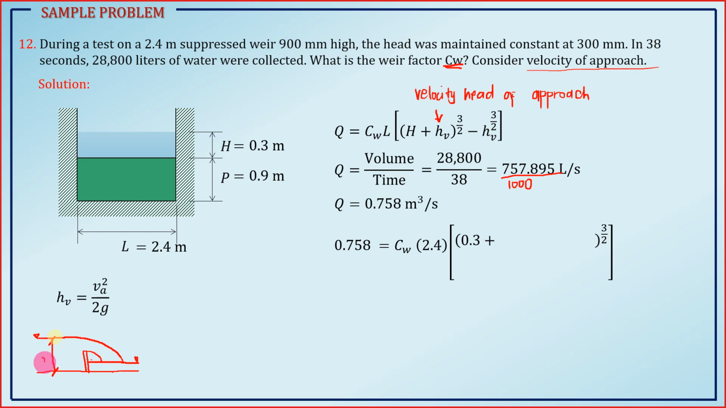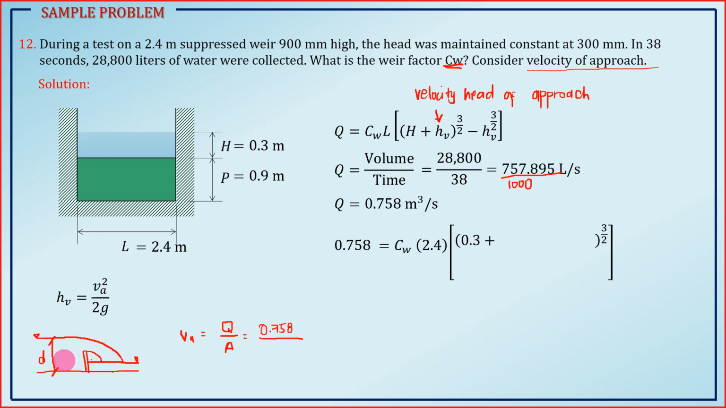We have D. For us to get the velocity of approach, we will just use Q over area, where there is no weir yet. So that is the total D, the H plus P. Right? So our A is D times the length of the weir, 2.4. The Q that we got is 0.758. So, 0.758 divided by area.